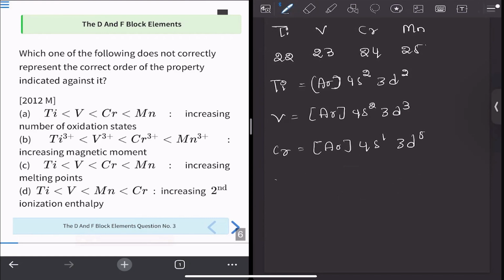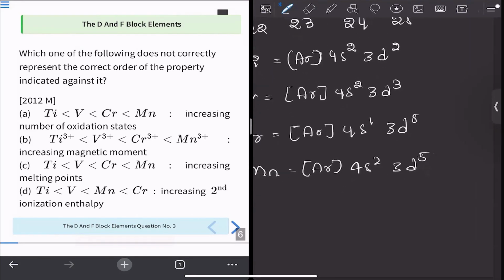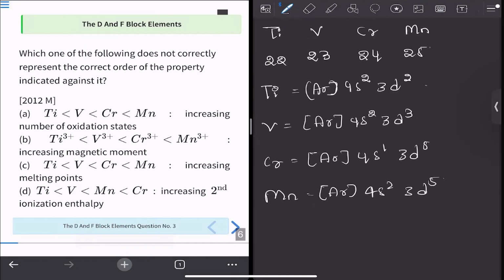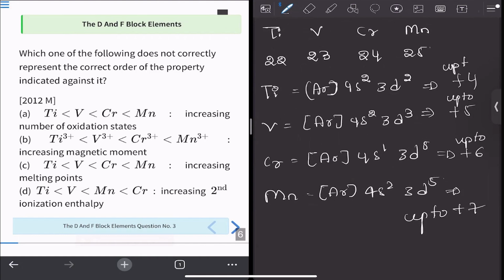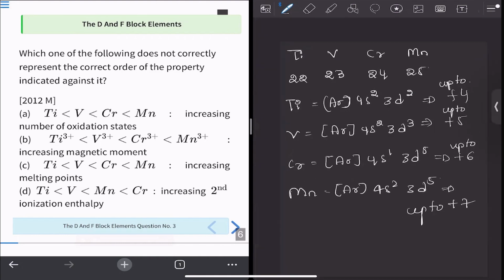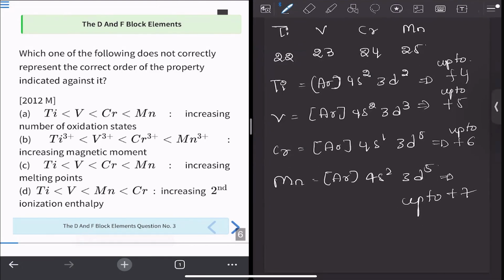And manganese is argon 4s2 3d5. This is the manganese. So we can remove all the outermost electrons. Here it can show up to +4. Here it can show up to +5, or 5 oxidation states. Here it can show up to +6. Here it can show up to +7. So up to +4, up to +5, up to +6, and up to +7. So manganese has 7 oxidation states.